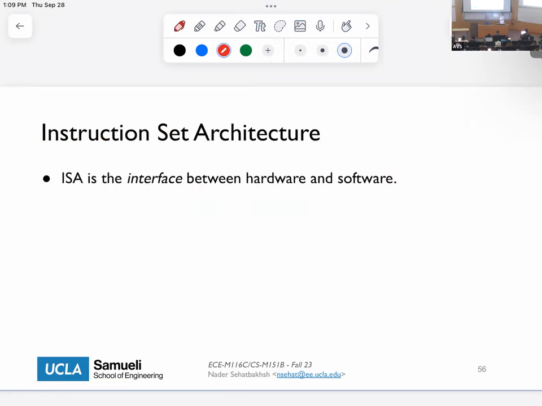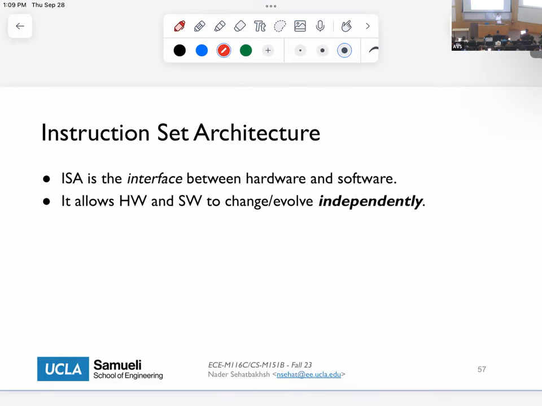So we call this ISA, instruction set architecture. It's the interface between the hardware and software. It's the moment where things from software become hardware. The important thing is that this allows things to be decoupled. The software part can improve on its own with its own languages. You can have Rust, you can have Python, you can have C. They all will be translated into lists of instructions.